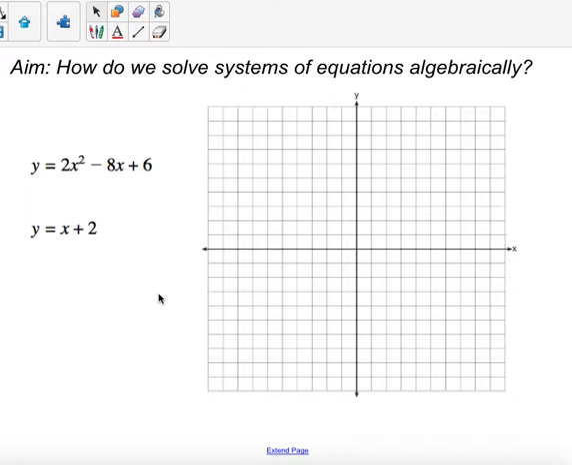Hey algebra students! Tonight we're going to learn how to solve systems of equations algebraically. We have here a system, y equals 2x squared minus 8x plus 6, and y equals x plus 2.